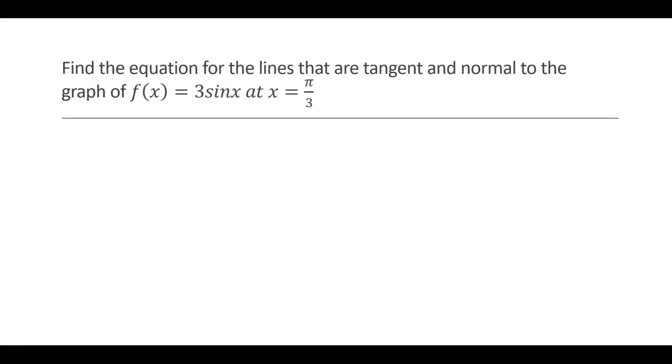So I told you guys, equations of tangent lines and normal lines was never ever going away. Now we're looking at it in terms of other functions. It says, find the equation for the lines that are tangent and normal to the graph of f of x equals 3 sine x at pi thirds. So I need to know, first, what is f of pi thirds?